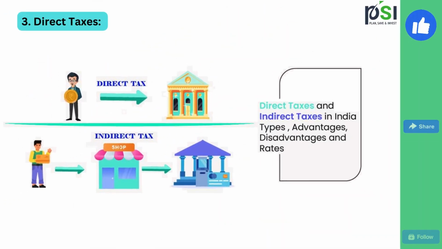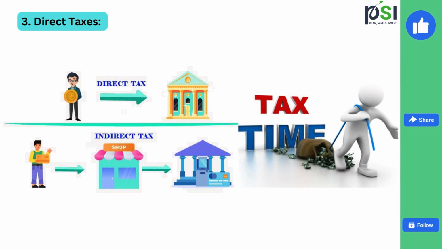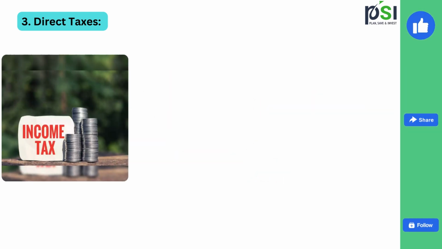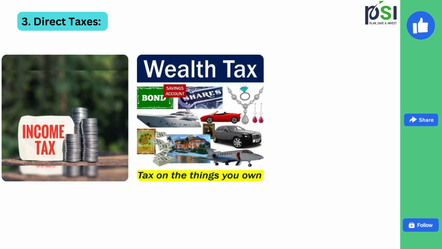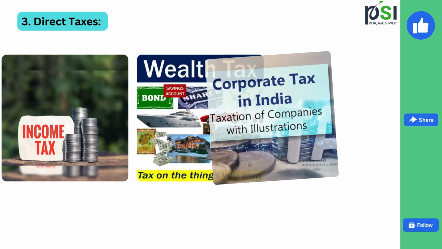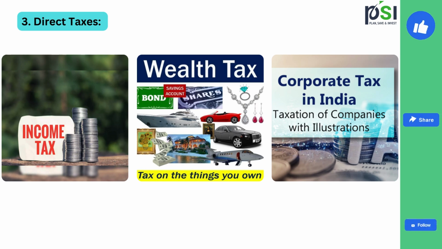Now the third one, direct taxes. This is very important. We all know about these taxes because most of us must file ITR annually. These include income tax paid by employees, wealth tax paid by high net worth individuals and corporate tax paid by firms and corporates. Corporate tax, individual tax and wealth tax, all these are direct taxes, which are directly applicable on individuals and non-individuals.